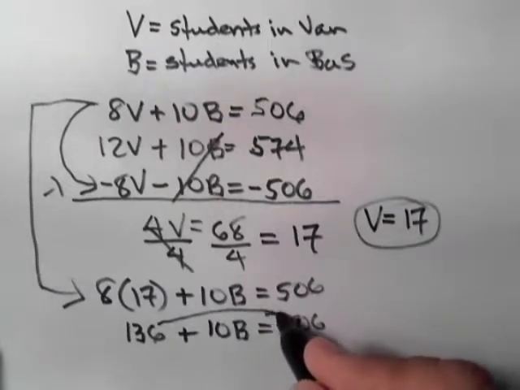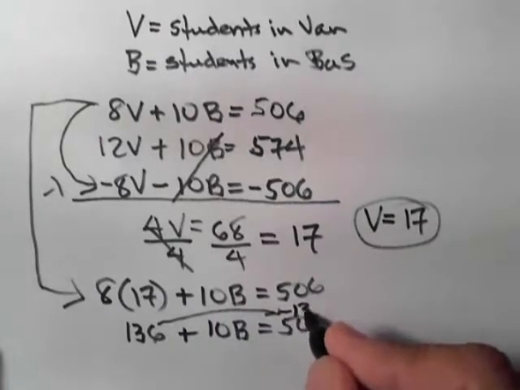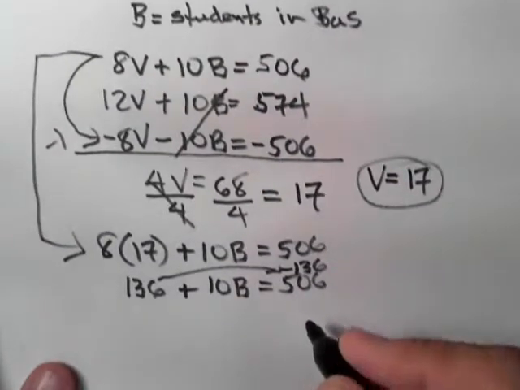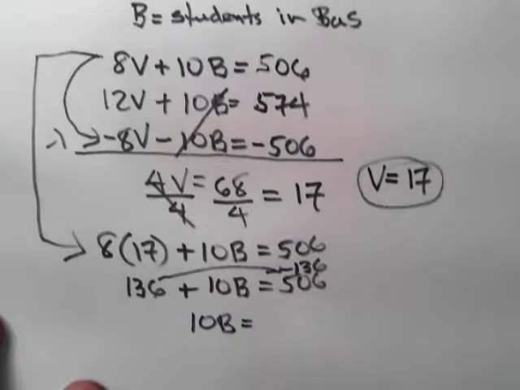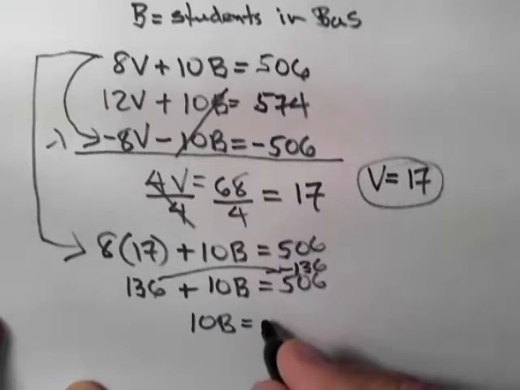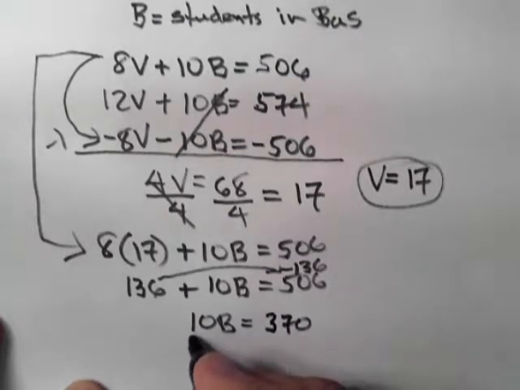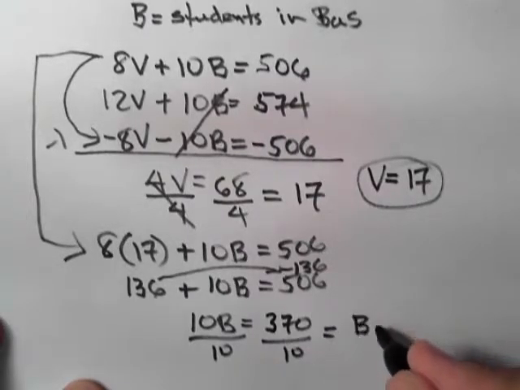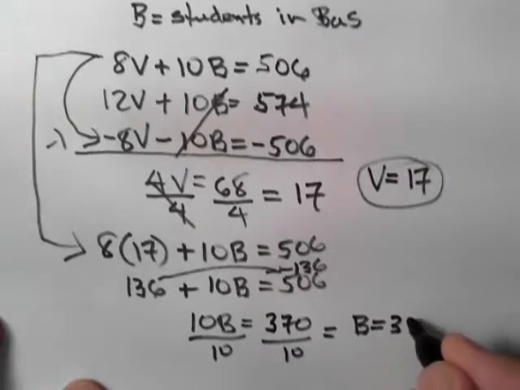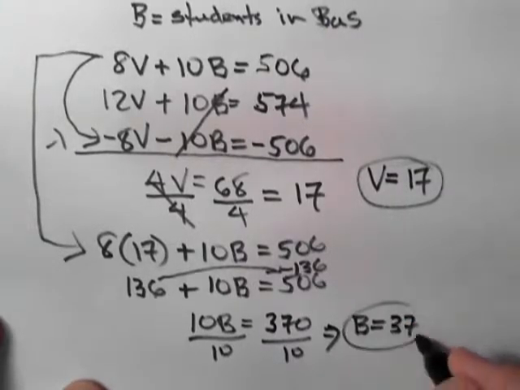Well, take and move the 136 over as negative 136, and I've got now 10B equals, well, the 506, and we're subtracting from that 136. Okay, that comes out to be 370. Okay, so now we simply divide both sides by 10, and we get the buses equal to, looks like it's 37.